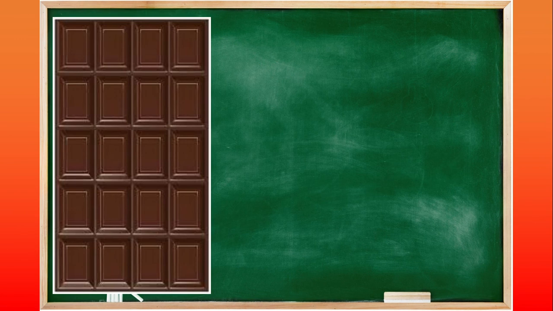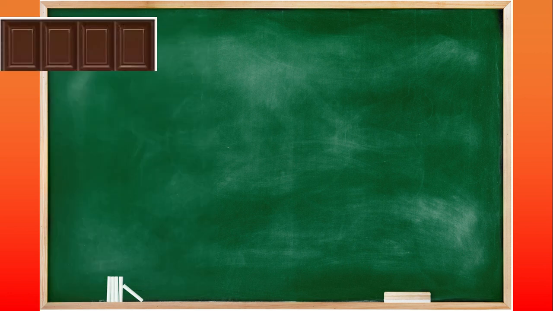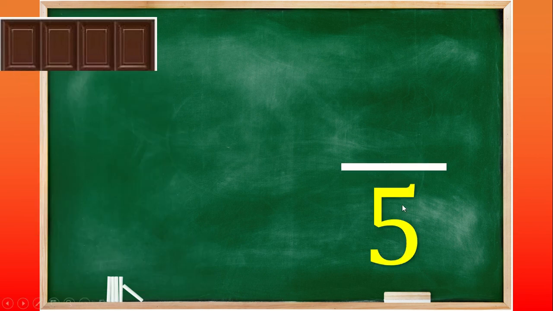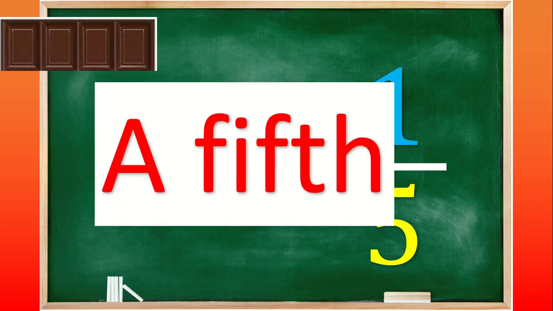Now I have a chocolate bar and I want to share it between 5 friends. As we see, I have 5 rows here, so that will be the easiest to share it up in. So I will cut my chocolate bar up into 5 pieces. So my denominator will be 5 because I had 5 pieces, and here I only have 1 piece out of the 5. 1 piece of 5 is called a fifth.